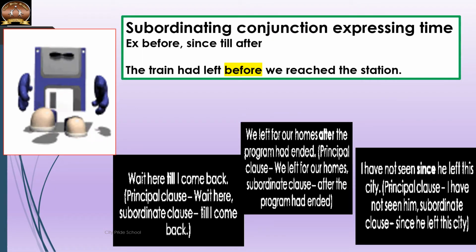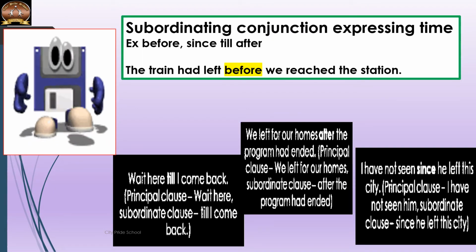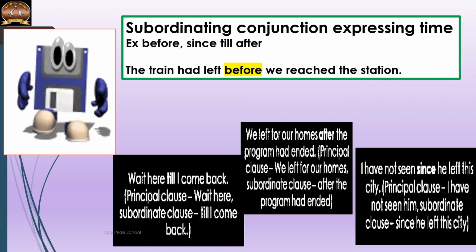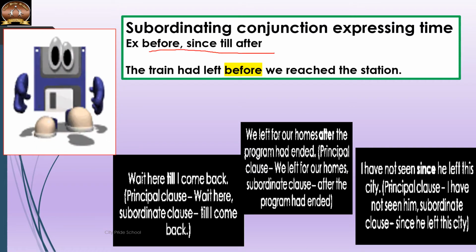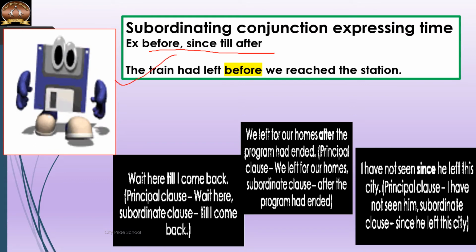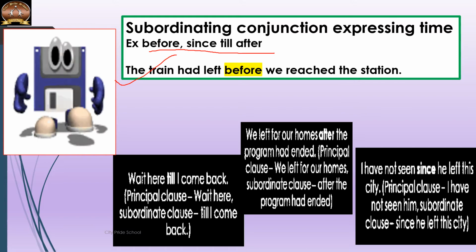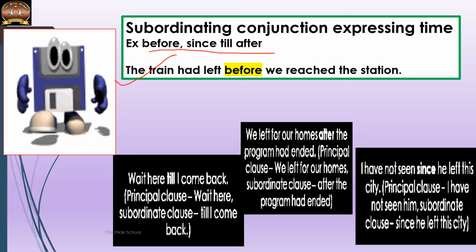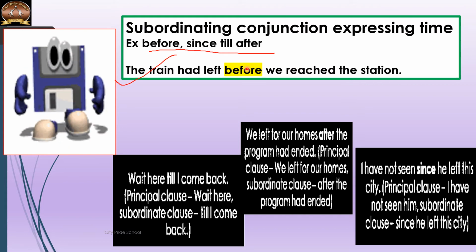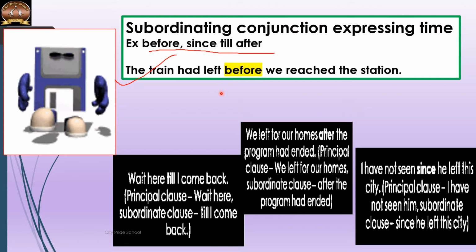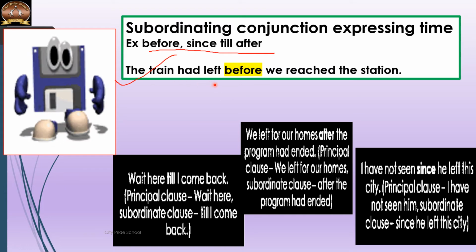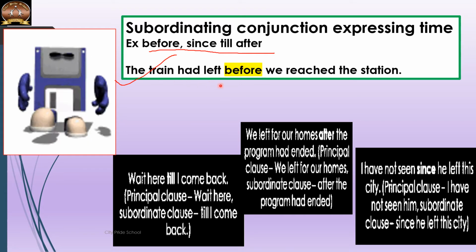Now these subordinating conjunctions are also of different types depending on their use. Subordinating conjunctions like before, since, till, after are used to express time, like in this example: The train had left before we reached the station. Before indicates time, and if I divide the sentence into two, the first half will be the main clause because it conveys a complete meaning: the train had left.